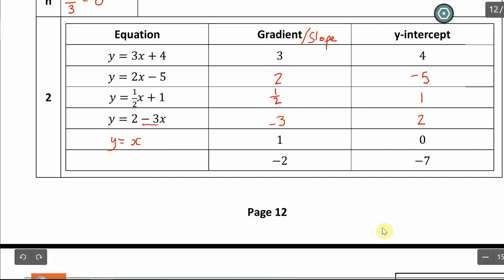And the last one, we've got a gradient of -2. So I'm going to put y equals -2x. And a y-intercept of -7, so that goes there, -7 at the end. Okay.